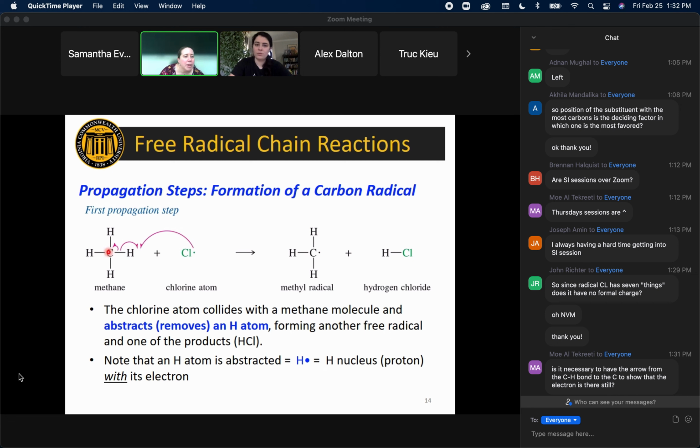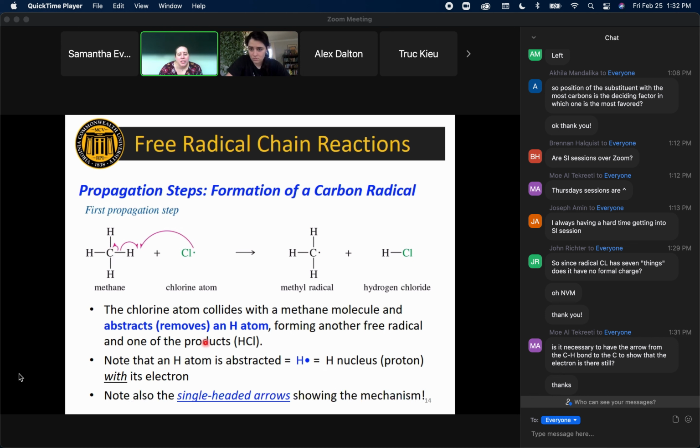So someone has asked in the chat box, is it necessary to have the arrow from the CH bond to the C to show that the electron is there still? And the answer to that is yes. This little arrow right here is absolutely part of the mechanism, because what you're essentially saying with these arrows is that you had two electrons in a bond, and you have to account for what those two electrons do. One of those electrons went and made a new bond, but that other electron is not still in a bond because there's no bond there anymore. So that second electron has to leave the bond and go into an orbital on the carbon atom.